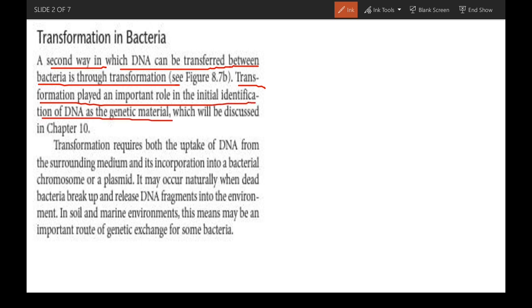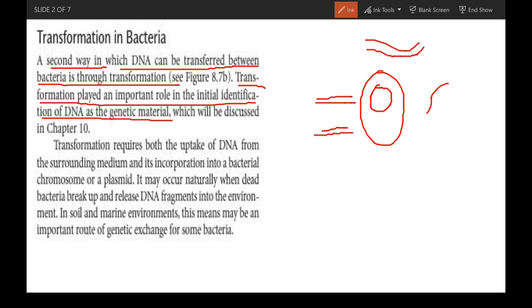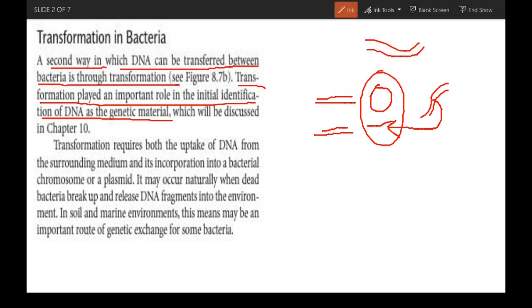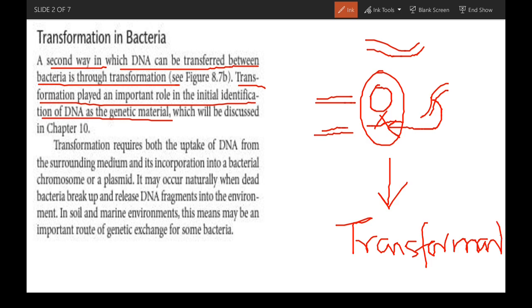Now let's see what happens in transformation. If there is a bacterial cell with its chromosomal DNA, and if there are DNA molecules present around in the media where the bacteria is growing, there is a chance that one of these DNA molecules can enter the cell, and then crossing over may take place and a transformant may be formed. This is the process of transformation.